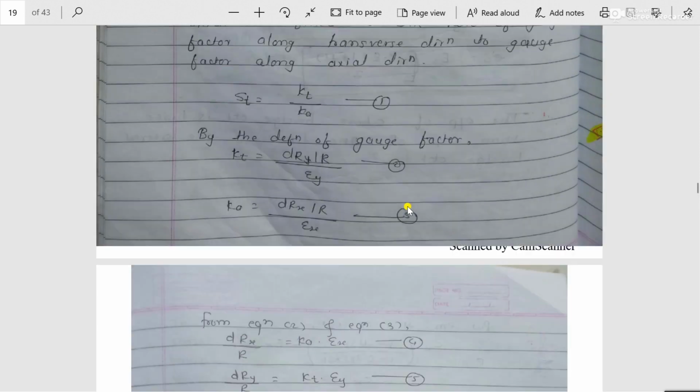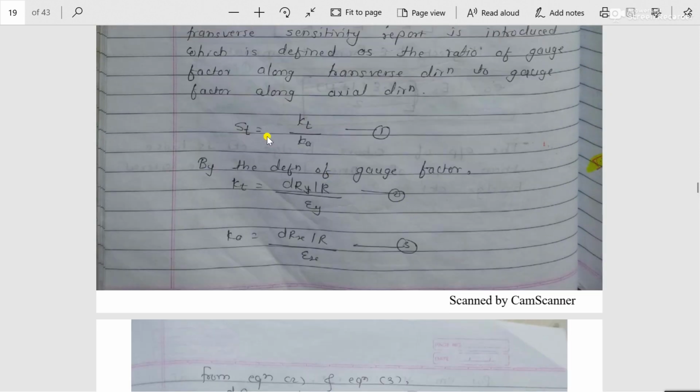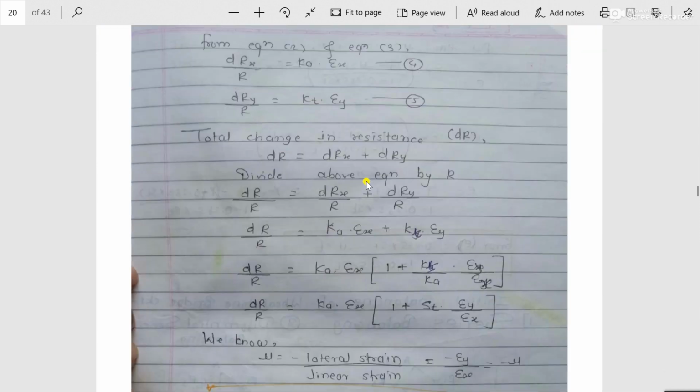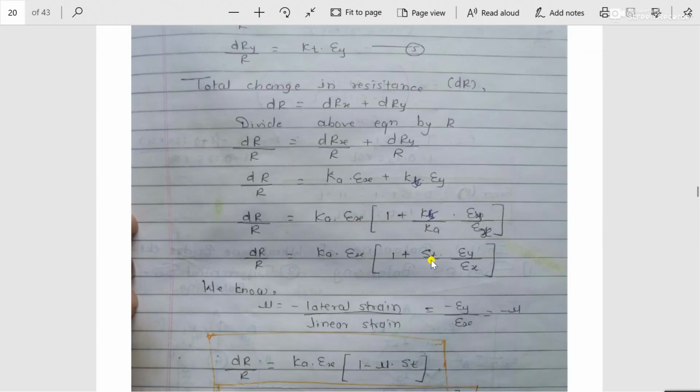From equation number 1, we know the definition of the transverse sensitivity or cross sensitivity, that is St is equal to Kt upon Ka. This term Kt upon Ka I have replaced in the form of St. Therefore, instead of Kt upon Ka, I have written St, which represents the transverse sensitivity and the cross sensitivity, multiplied by epsilon y upon epsilon x as it is.